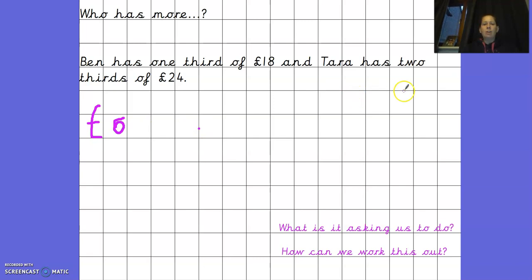Then it says Tara has got 2/3 of 24 pounds. You do exactly the same. So you'd get your 3 squares because we're sharing things into thirds. And then you would share your £24, so 24 between the 3 squares. Okay, when you've done that, you should have 8 in each square. However, it says that Tara has 2/3 of £24. So you'll need to add up the amount in 2 of those squares, which means that Tara has got £16. So who has more? Tara has more.